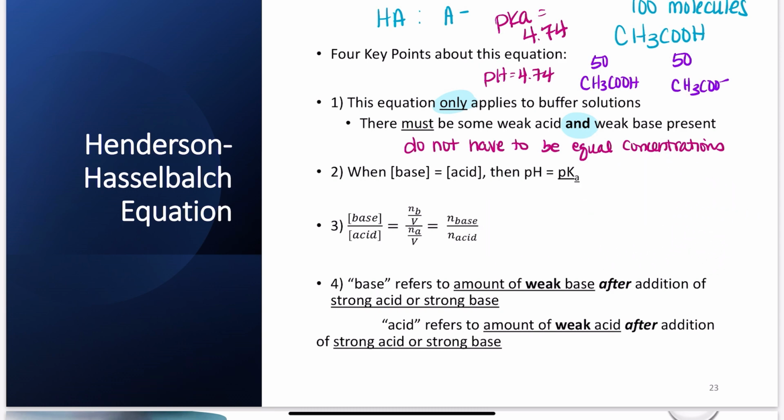Number 3, the concentration of base over acid is equal to the number of moles of base divided by volume, divided by the number of moles of acid divided by volume. These volumes are the same because the mixture is the same. Volume of base equals volume of acid. This is why I'm able to make this shortcut and say number of moles, because the volume is constant, so they cancel each other out.